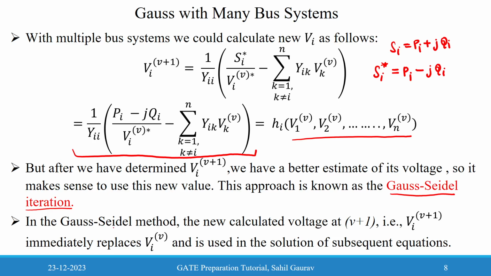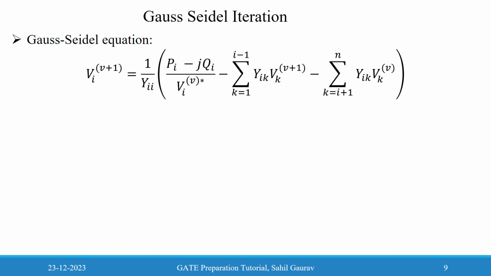So in the Gauss-Seidel method, the new voltage quantity, that is Vi(k+1), immediately replaces Vi(k), and it is used in the solution of subsequent equations. So that is the difference between the Gauss and Gauss-Seidel methods. Now how does this Gauss-Seidel expression become? So this is the general expression for Gauss-Seidel iteration.